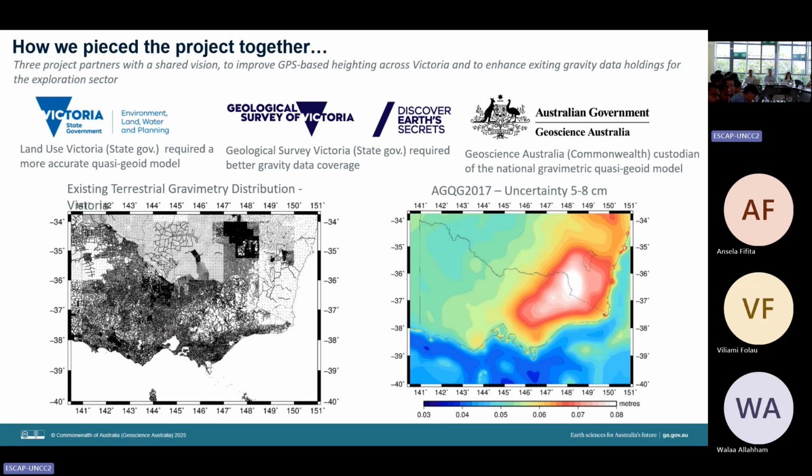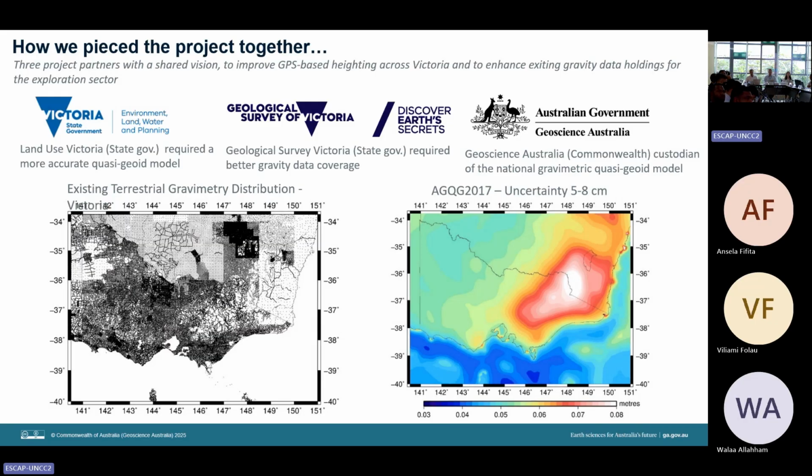The three groups that got together were Land Use Victoria's Geodesy branch, who took the lead on the funding brief and spelled out the height datum upgrades and why we needed to do this. The second party was the Geological Survey of Victoria, which saw the exploration upside, put up co-funding and supported the extra coverage in the Eastern Highlands. And then Geoscience Australia, who supplied the airborne gravimetry know-how and led the project and played a bit of a coordinator role.